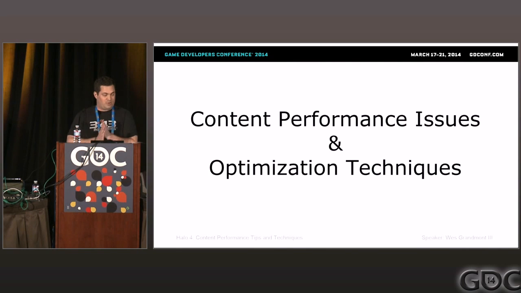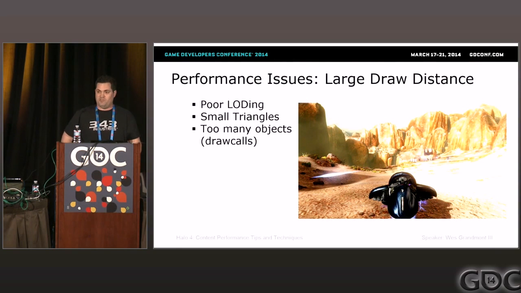Okay, so now we get to the meat and potatoes of the talk. These were some performance issues that came up over and over again during the development of Halo 4, so I've collated them all because they kept happening. I can only assume they will happen for other people as well. So, large draw distances. In Halo 4, we had some really big missions, really expansive spaces, and we'd often have performance issues in these areas. Generally, this is due to one of a couple things: poor LODing, small triangles, and also too many draw calls.